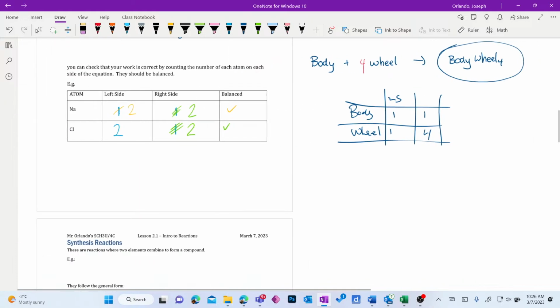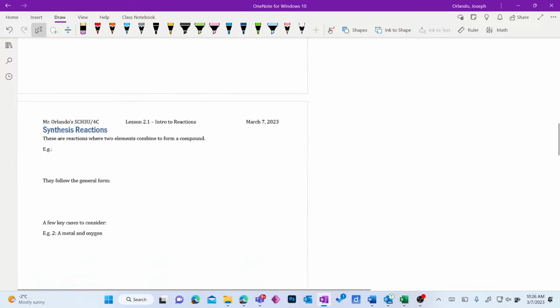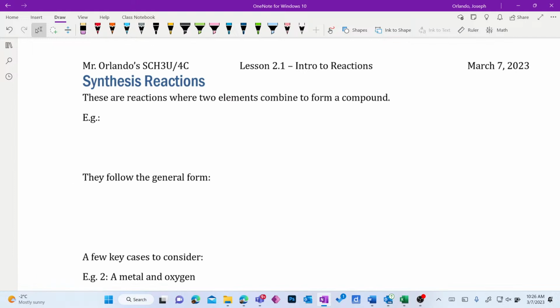All right. Let's look at an example. In fact, we'll look at a couple. Let's look at the simplest possible reaction. We just did one. The simplest reaction is you take a couple of things and you smack them together to make a new thing. And we call that a synthesis reaction. Okay. We just did an example above. Let's do another example.